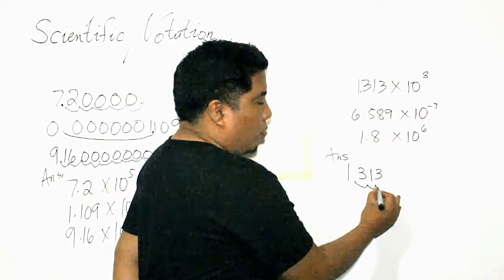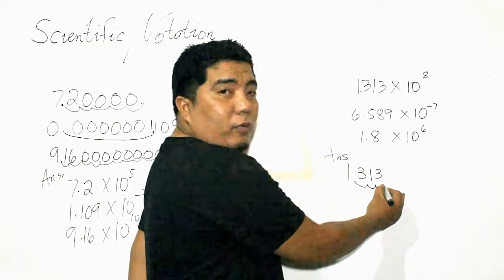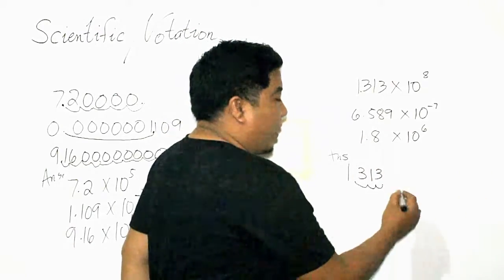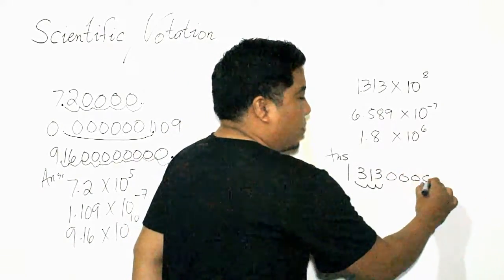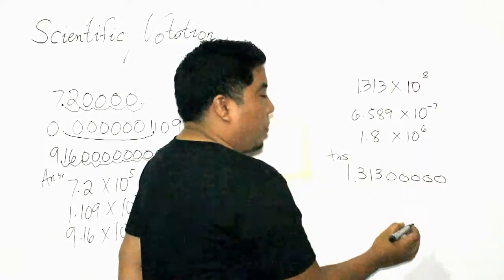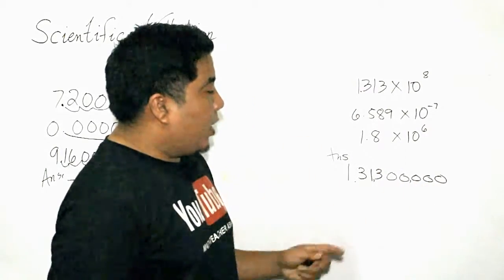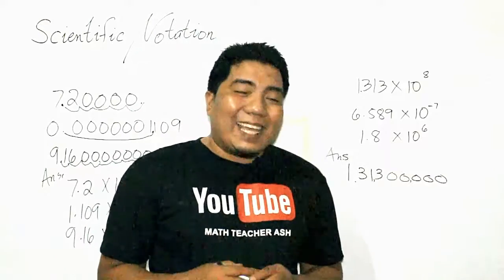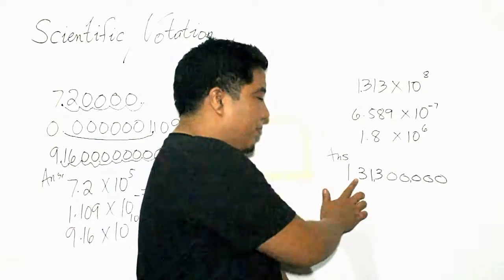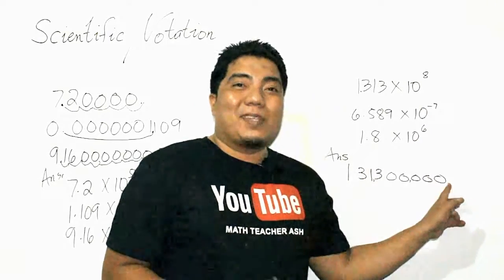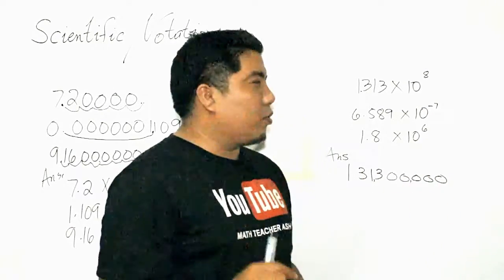So if this is your exponent, you just move 8 places. So that is 1, 2, 3. How many more movements? That is 5 more movements to the right, right? So you just add 5 zeros. And that will be your final answer. That is 131,300,000. So the decimal point is already here. Easy, right? Now, let us go to the second example.